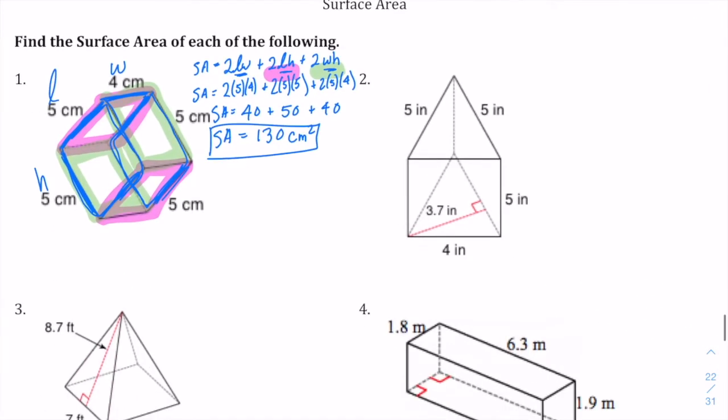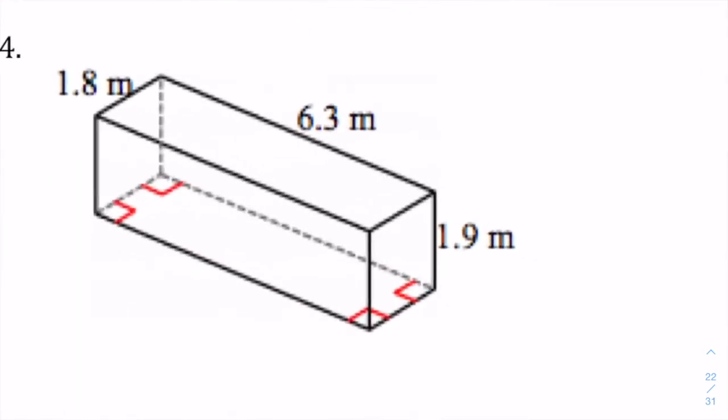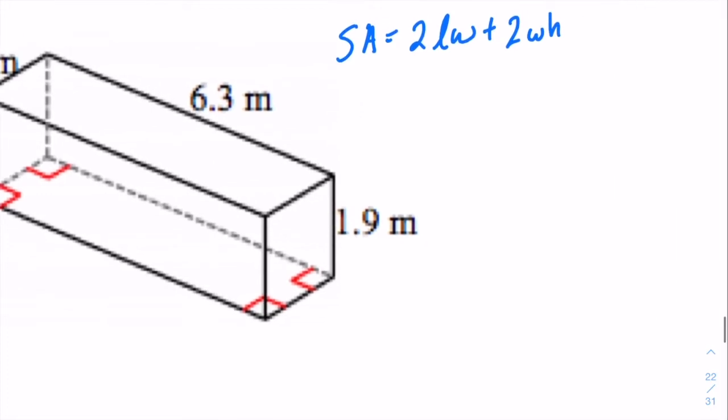Okay, let's go ahead and just try another one. Let's maybe try this rectangular prism down here. Ooh, decimals, scary. No, they're not that bad. Okay, so we're going to copy down the formula. Surface area equals 2 length width plus 2 width height plus 2 length height. And I might have written it in a different order than the first time, but addition is commutative.